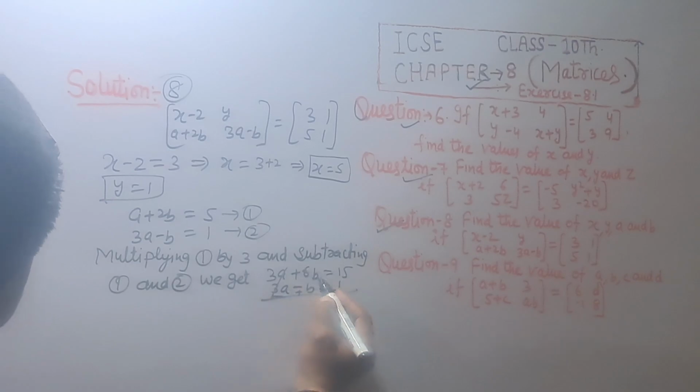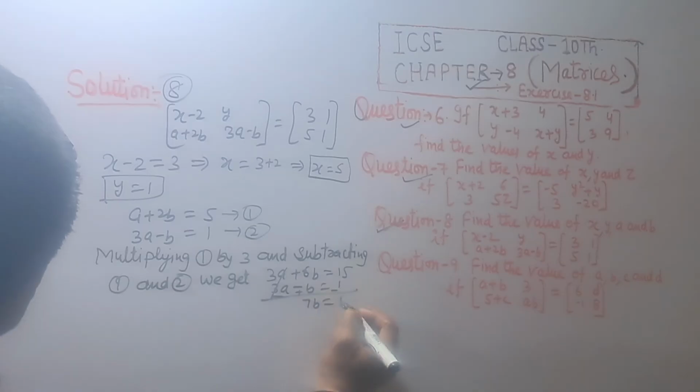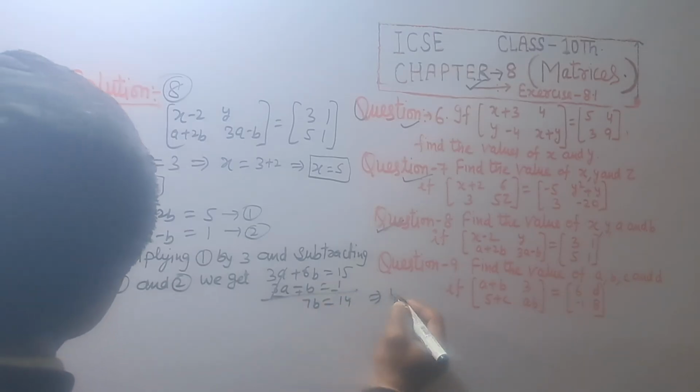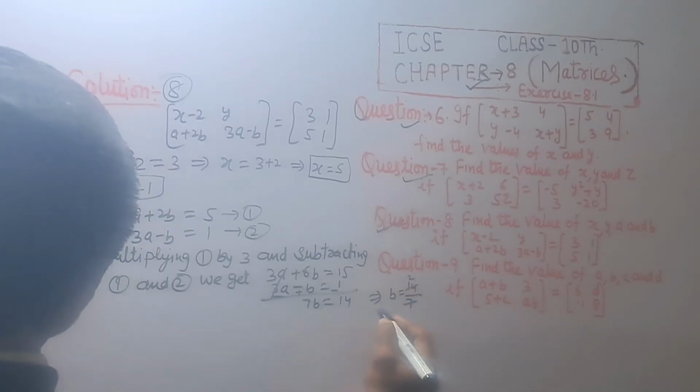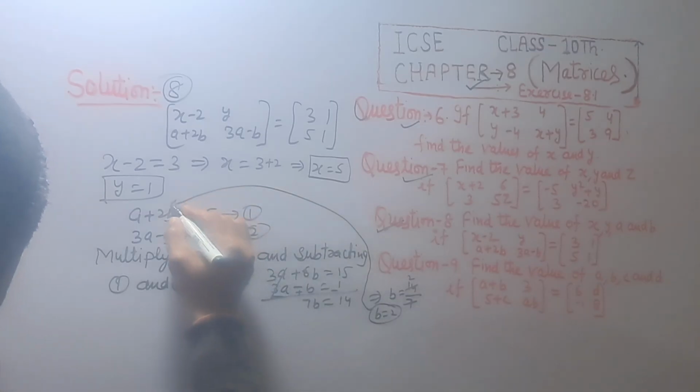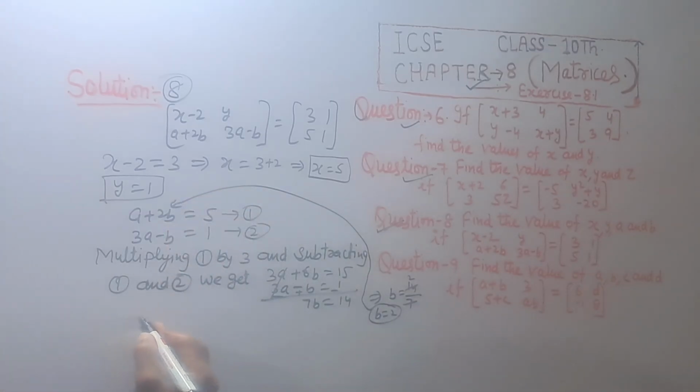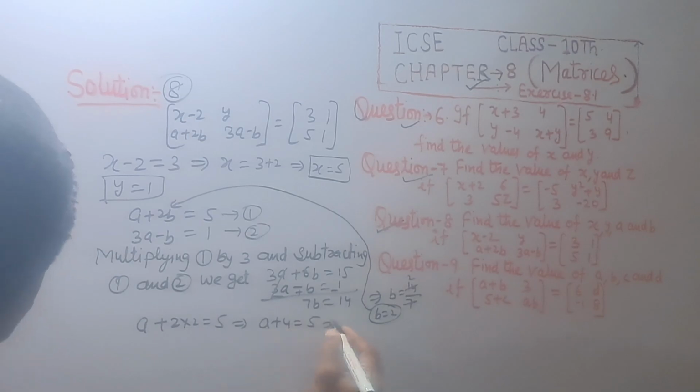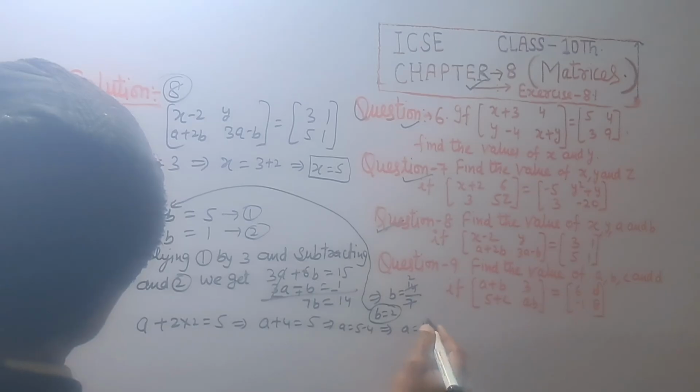3a is cancelled. 6b plus b, that is equal to 7b and 14, which implies b is equal to 14 upon 7. b equal to 2, and we are putting b is equal to 2 in first. We get a plus 2 into 2 is equal to 5, which implies a plus 4 equal to 5 and a equal to 5 minus 4. So a equal to 1.